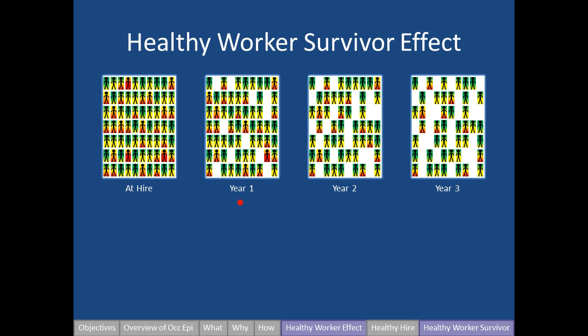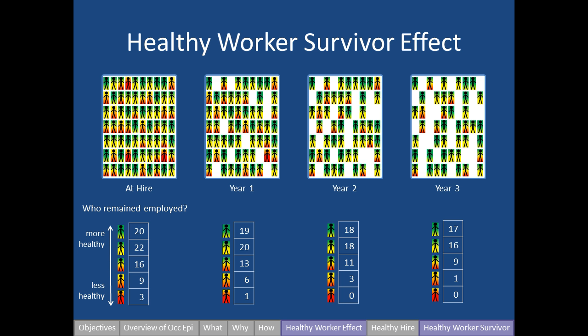So now we're going to walk through an example to demonstrate the impact of the healthy worker effect. In order to do this, we have to gather some exposure information, and we're going to use years of work as our exposure. So first we need to know who remained employed. Here's the distribution of who we had in each of these categories over time: hire, year 1, year 2, year 3.